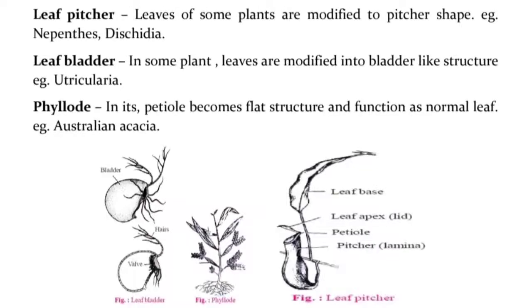Leaf pitcher. Leaves of some plants are modified to pitcher shape, e.g. Nepenthes, Dischidia. Leaf bladder. In some plants, leaves are modified into bladder-like structures, e.g. Utricularia. Phyllode: its petiole becomes a flat structure and functions as a normal leaf, e.g. Australian acacia.